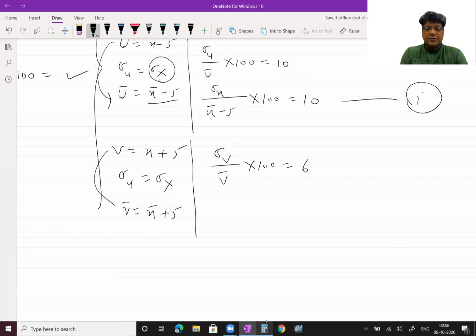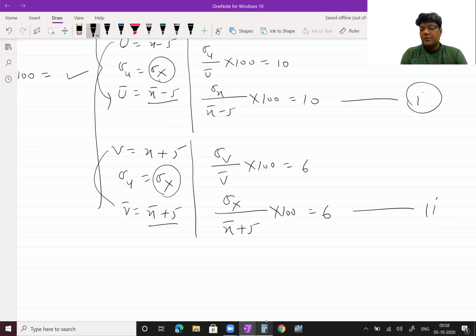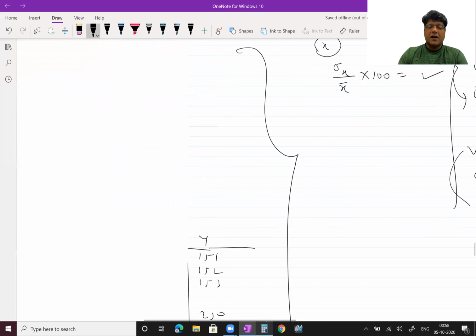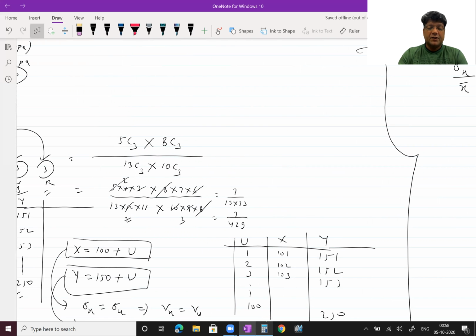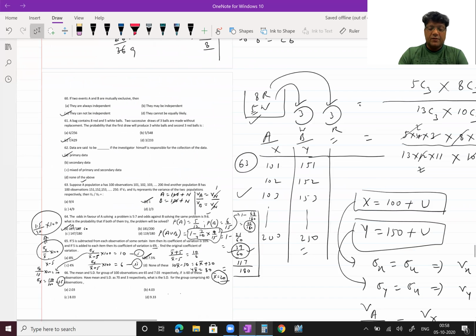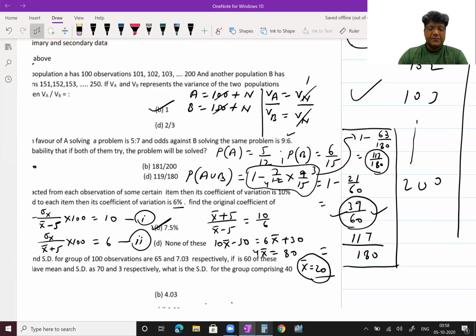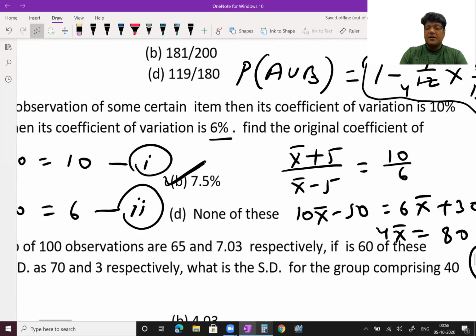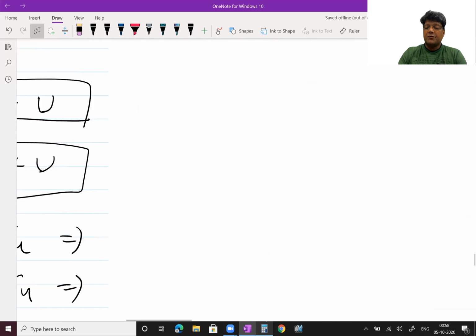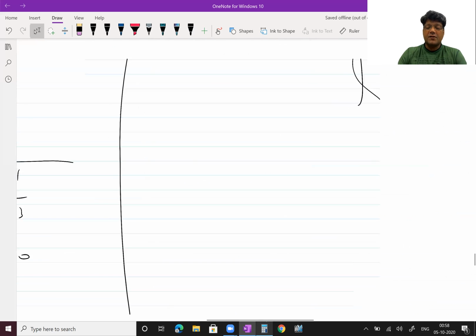So here sigma v is sigma x only, but v bar is x bar plus 5, into 100 is equal to 6. This is equation number 2. These two equations I wrote here directly. And then we solve to calculate x bar. Once we get x bar, then we will calculate sigma x. Both we will get, then we will calculate the coefficient of variation. So those calculations I am showing you again.